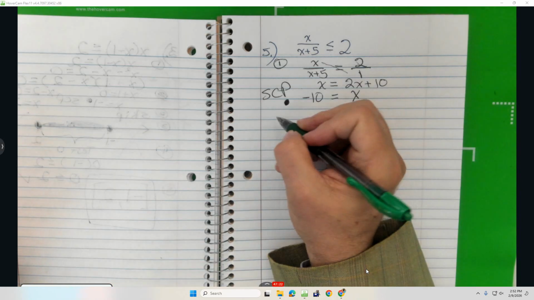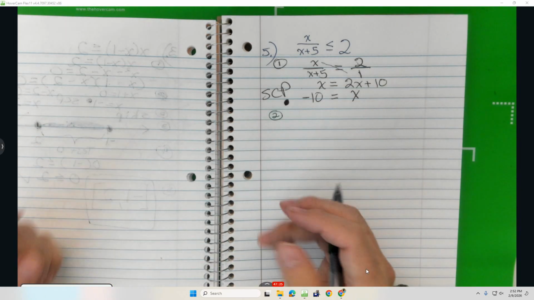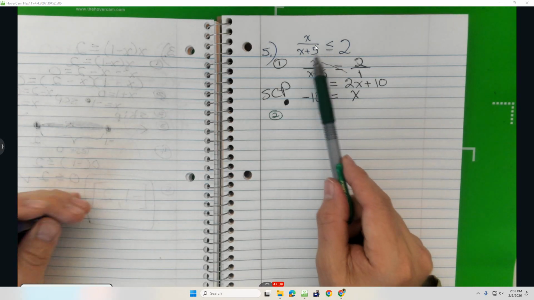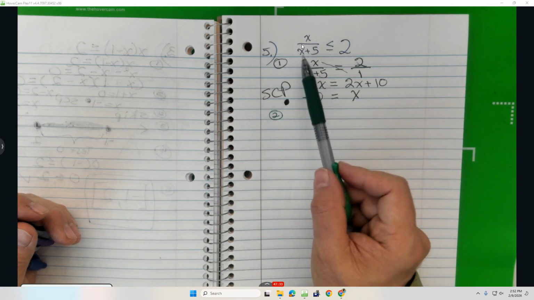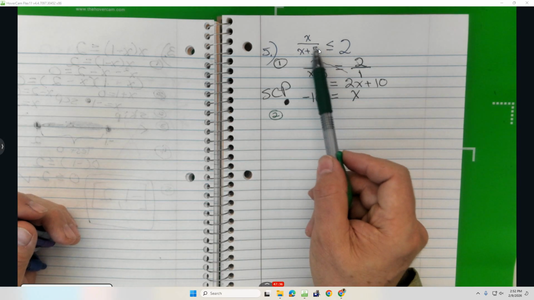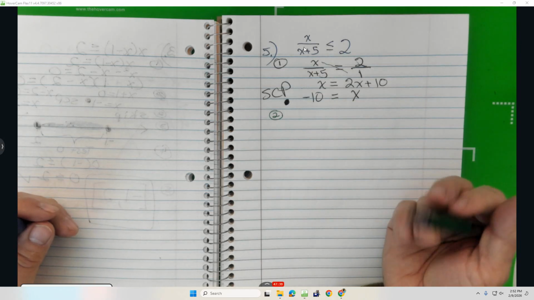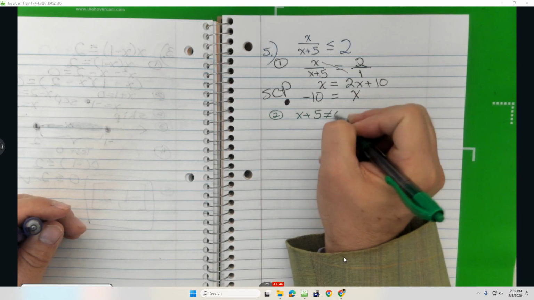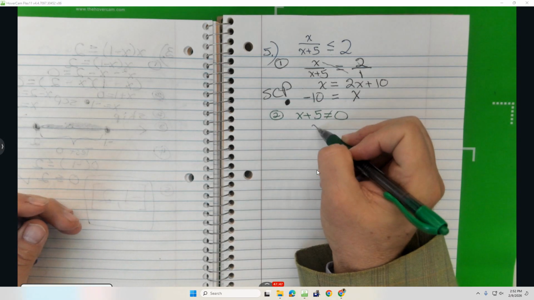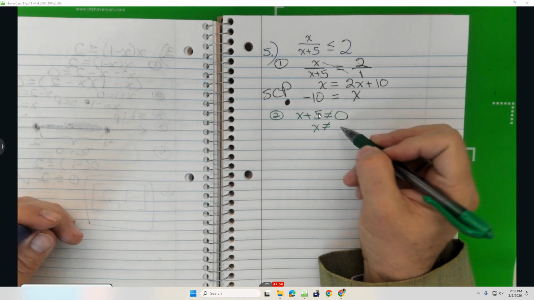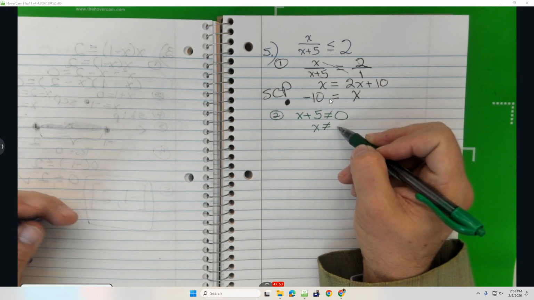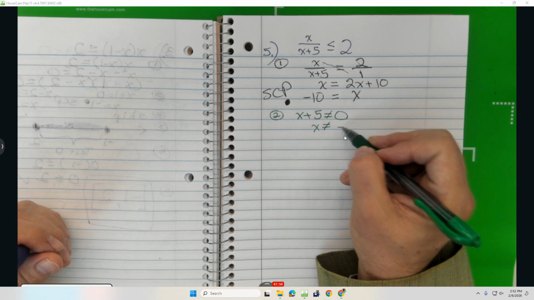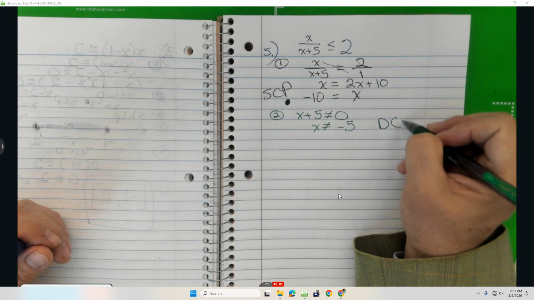Second step. Set any denominator not equal to 0 and solve for x. I see a denominator in the original inequality. The others that we've done so far didn't have a denominator. You don't want a denominator of 0. That means that x cannot equal, move the 5 over to get x doesn't equal negative 5. And that is my denominator cut point.